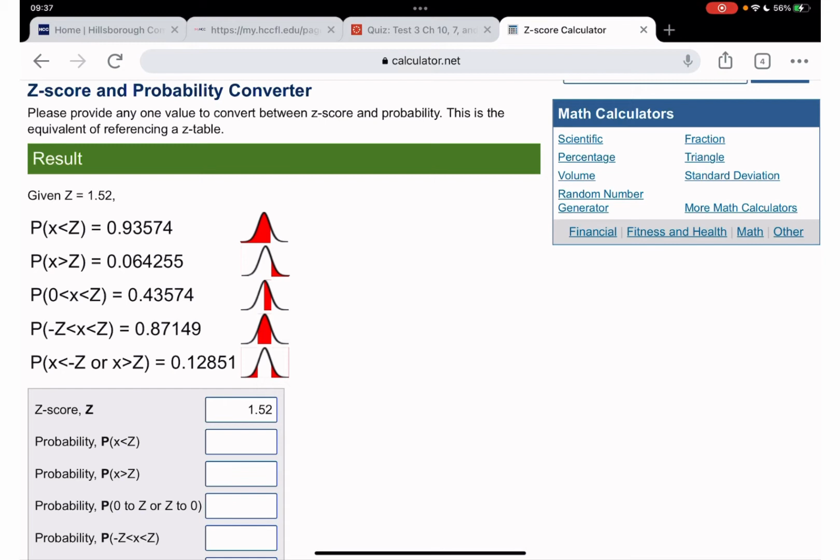And then you will pick accordingly. For the left tail, it would be 0.93574. Right tail would be 0.064255. Okay, and for two tails, the last one. All right.